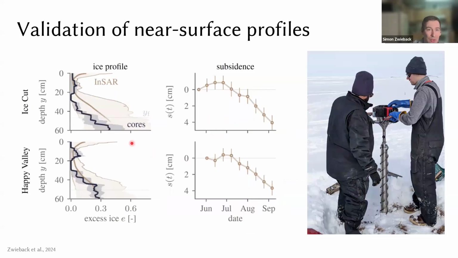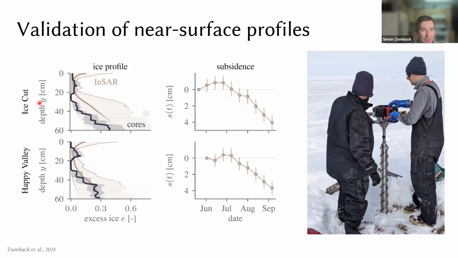So let's actually look at two examples where we drilled lots of cores to validate this type of Bayesian inversion I just showed earlier. We used what's called a SIPRE corer, which you can see here, to drill down to a depth of around 1 meter at this location. Because we're looking at a Sentinel-1 pixel, which after our processing is maybe 50 by 50 meters in extent, we have to take multiple cores. We took around 15 cores per location to get a profile of the excess ice content as estimated in situ from these cores. And that's what's shown here in blue.